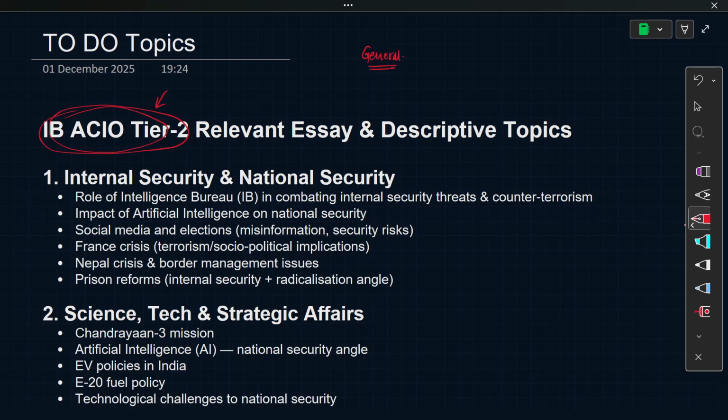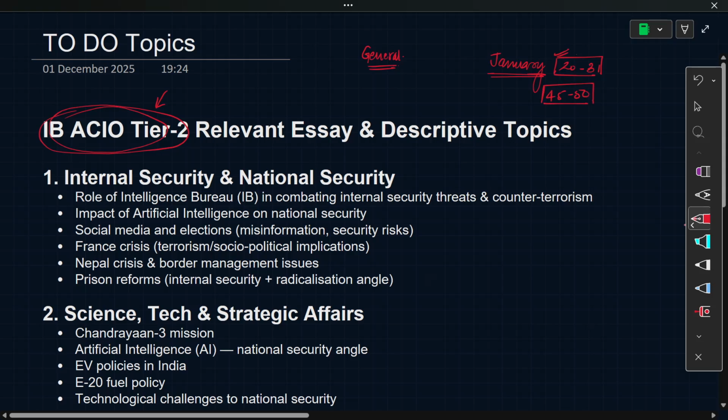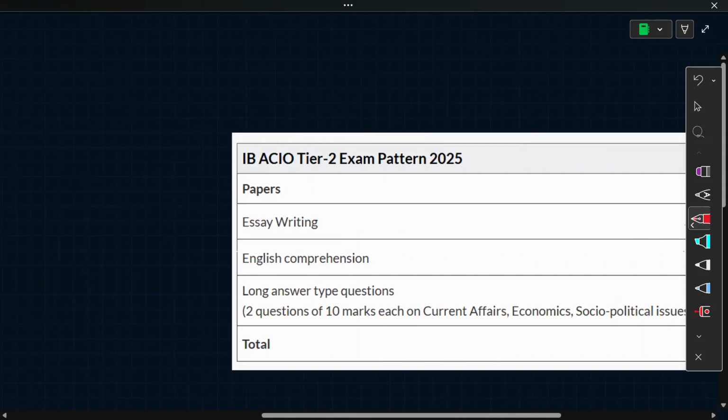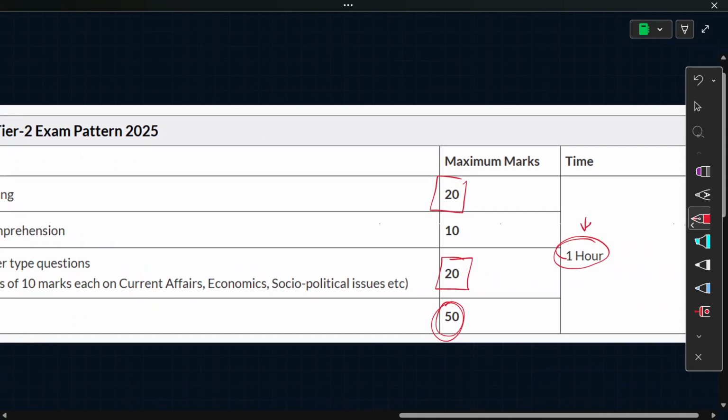As per unofficial information sources, the IB ACIO Tier 2 examination will be conducted somewhere in late January. We can assume it to be around 20th to 31st January, in the last week of January. We have to prepare accordingly. We have somewhere around 45 to 50 days from now, and that time is not bad for preparing for a 1 hour exam in which we don't need to write a lot.